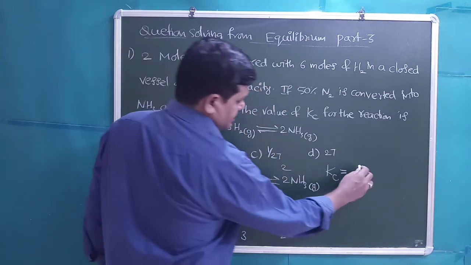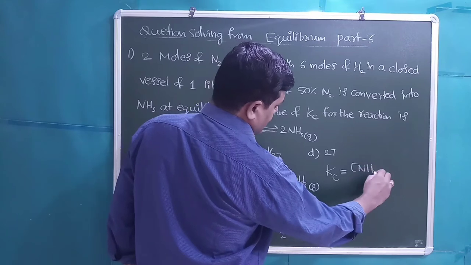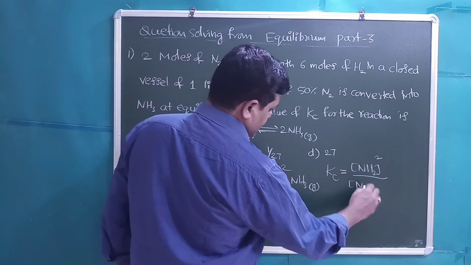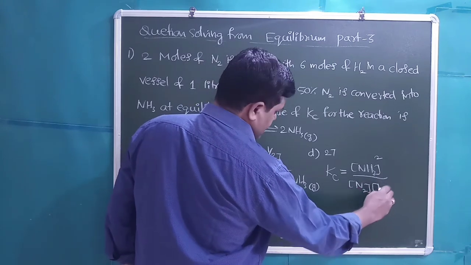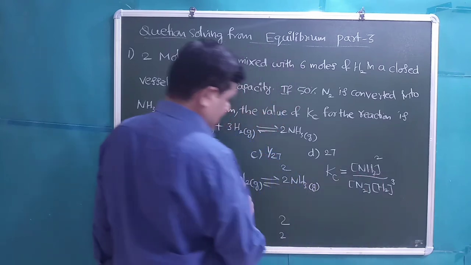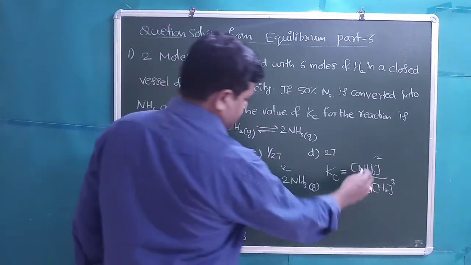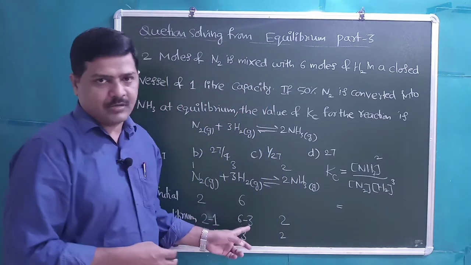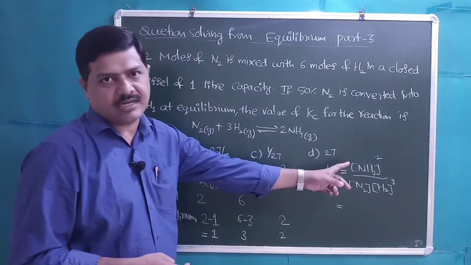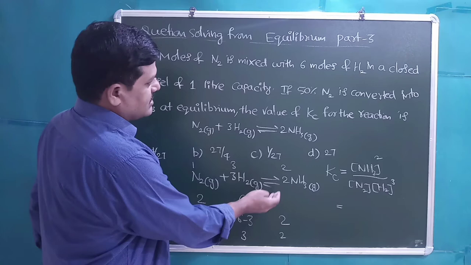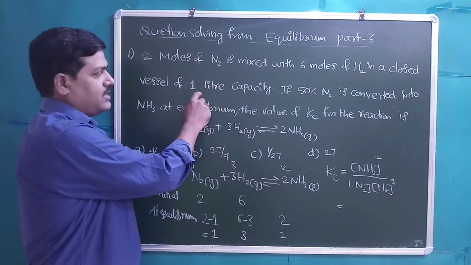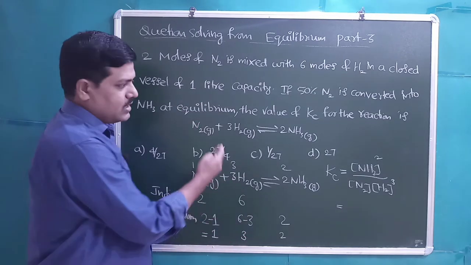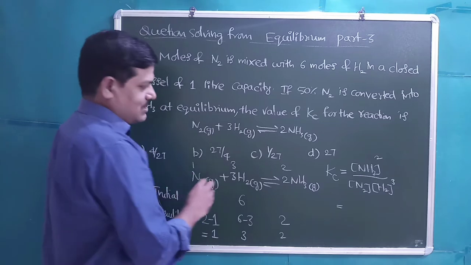Equilibrium constant Kc is the active mass of ammonia raised to the power of its stoichiometric coefficient 2, divided by the active mass of N2 multiplied by the active mass of H2 raised to the power of its stoichiometric coefficient 3. Let us substitute the values. Generally what we have calculated is the number of moles, but active mass is molar concentration. Here there is no need to consider the volume of the vessel because it is given as 1 liter. So 1 by 1 is 1, 3 by 1 is 3.